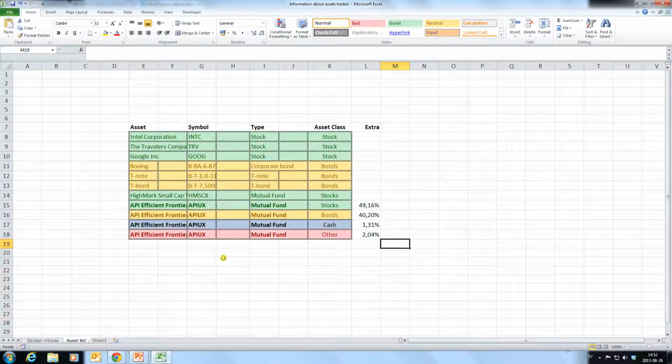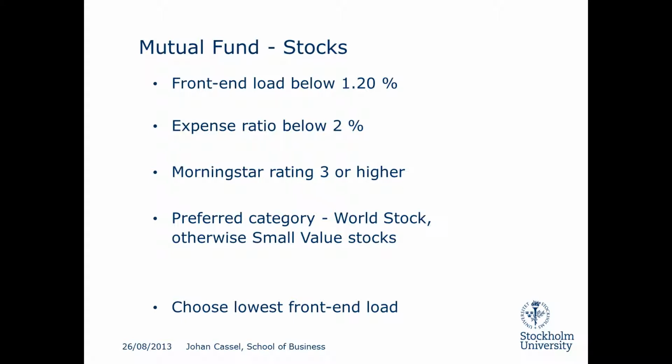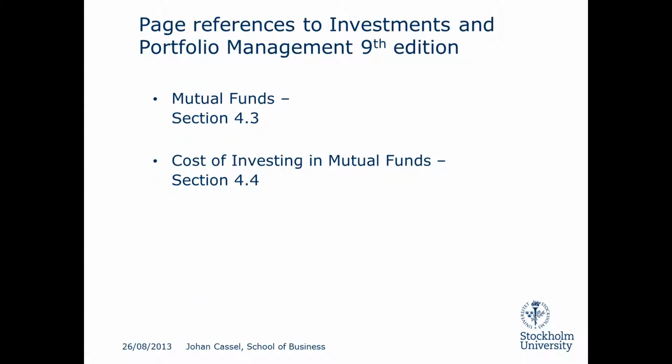Alright, but now we have actually purchased funds and showed how that is done. So I'm going to give you some page references to Bodie, Kane and Marcus. So you can read about mutual funds in section 4.3, and you can read about the costs of investing in mutual funds in section 4.4. And of course, maybe other parts of chapter 4 might be interesting for you as well.